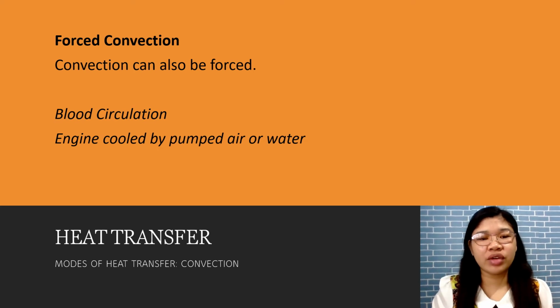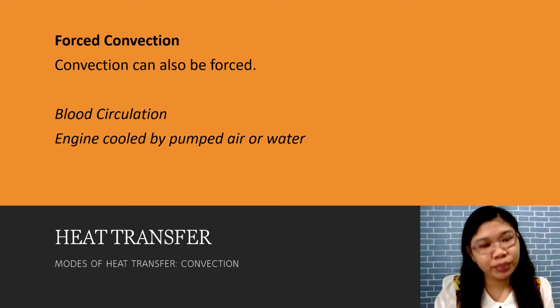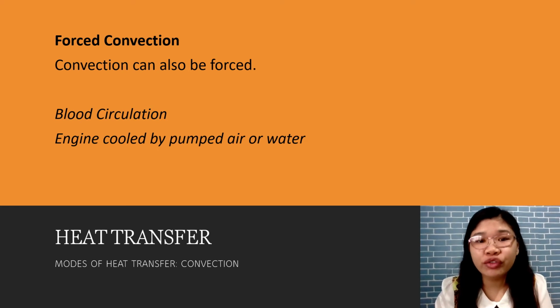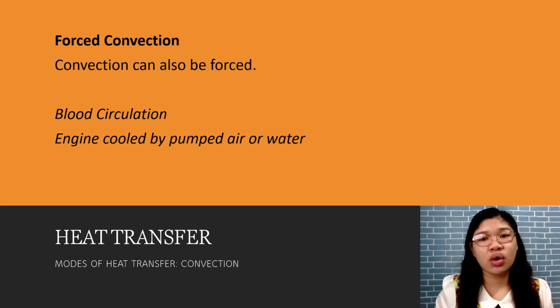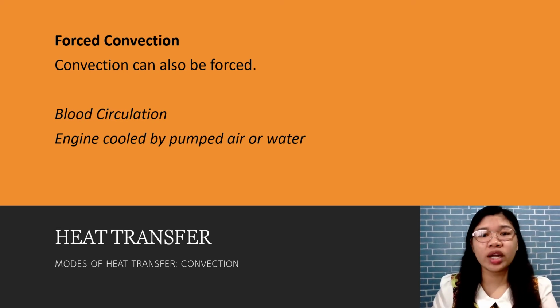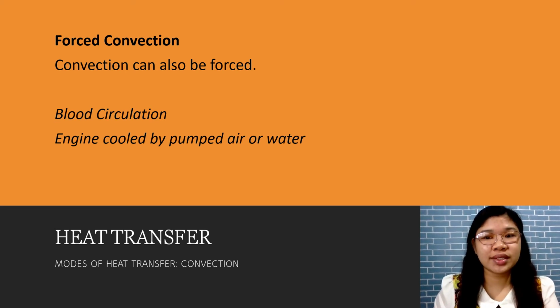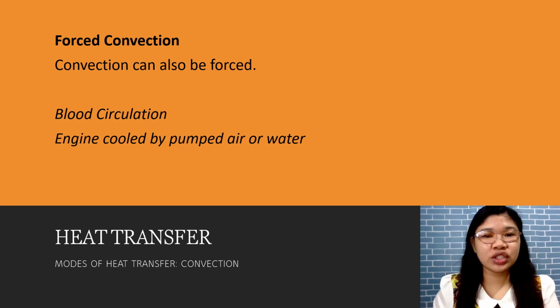For example, we have blood circulation and an engine cooled by pumped air or water, wherein there is a usage of a pump. In general, we speak of forced convection when the flow is caused by external means, external forces, or external factors, such as a fan, a pump, or atmospheric wind. So again, forced convection is caused by external factors, and natural or free convection is caused by natural forces.